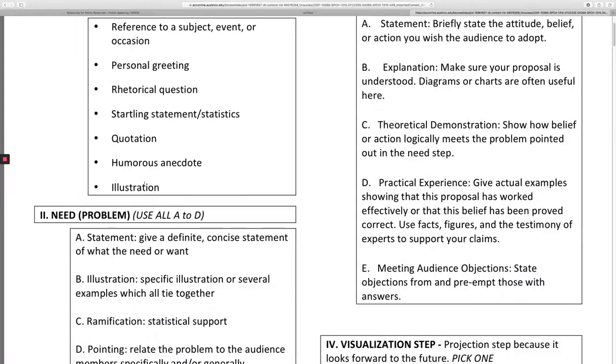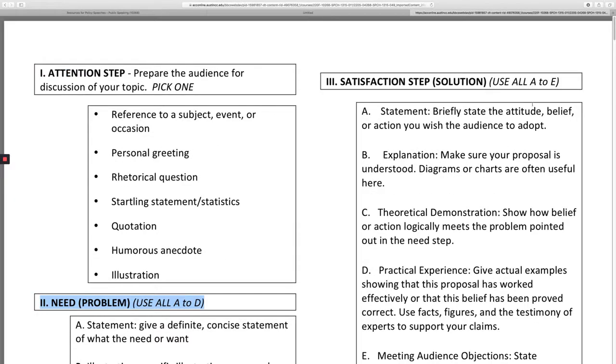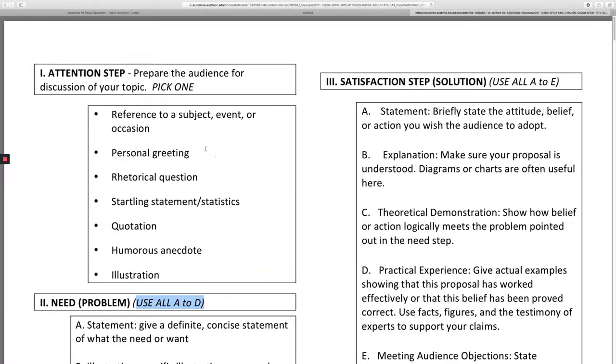The second thing you're going to do is talk about the problem. This is a problem-solution organizational pattern. The next lecture will be on problem solution. So you're going to do all of these. Now notice, in here there is no preview. There is no thesis statement. This is basically what they use for commercials is this speech. Okay, so if you ever seen like a pharmaceutical ad, this is what they do.